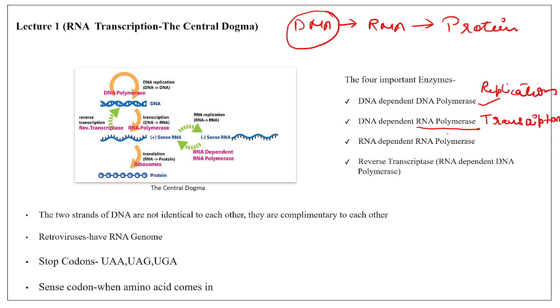Wherever it is written dependent, this means it is required as a template. This DNA polymerase requires DNA as the template. This RNA polymerase requires a DNA template. This RNA polymerase requires an RNA template, because every enzyme needs some kind of template, right? That means if RNA has to replicate by itself, it needs RNA dependent RNA polymerase. So here your template would be RNA. This is required for the replication of RNA.